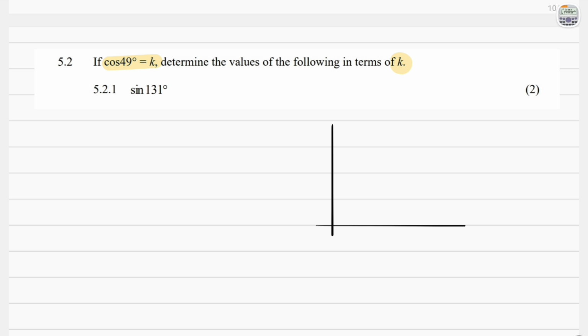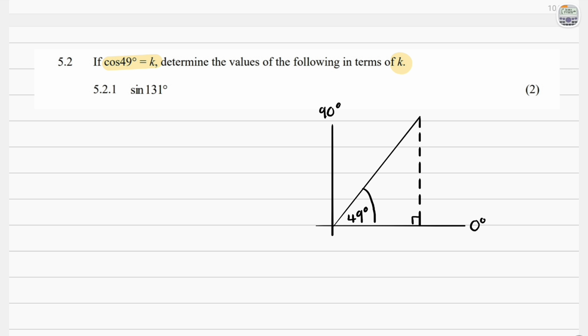They specifically gave you the value of cos 49 degrees. If you look at the angle 49 degrees, which quadrant does that lie in? That lies in the first quadrant because it's an angle greater than 0 degrees but less than 90 degrees. So you draw your terminal arm here and then it's a line down to the x-axis perpendicular to the x-axis. Okay, so that is our 49 degrees over there.